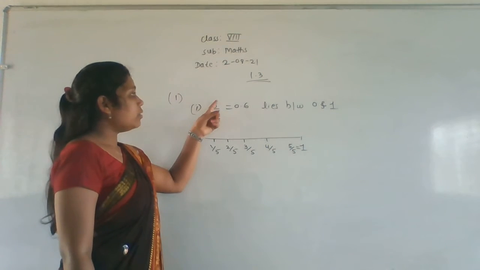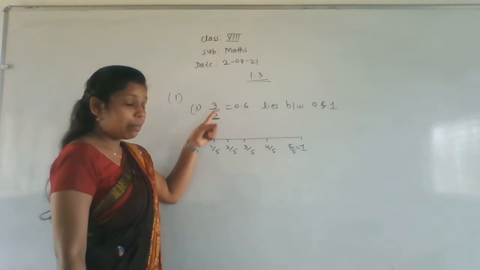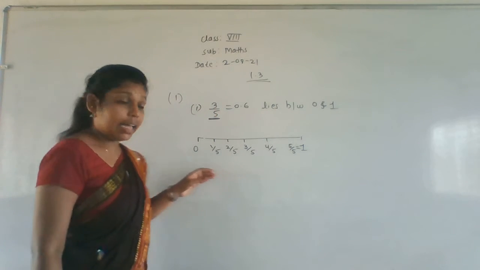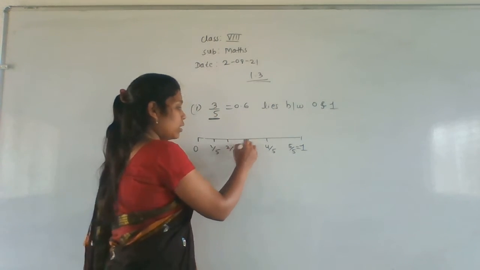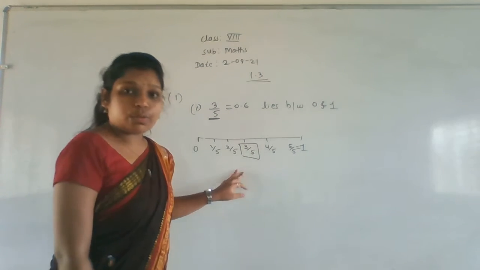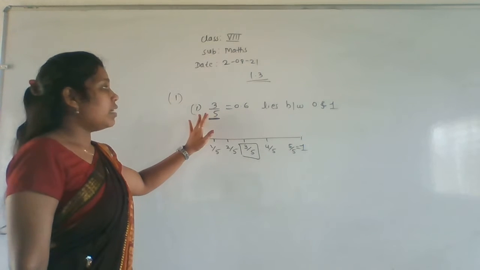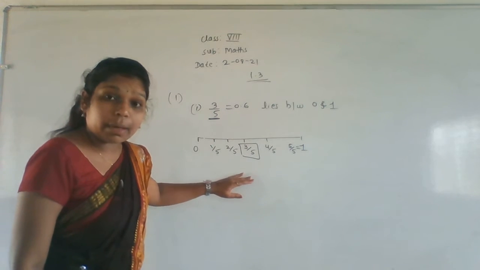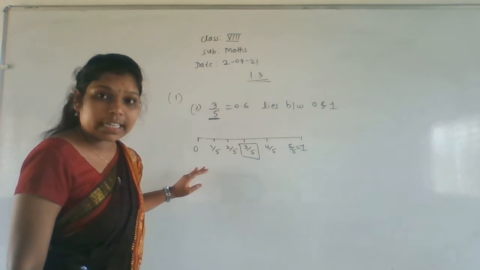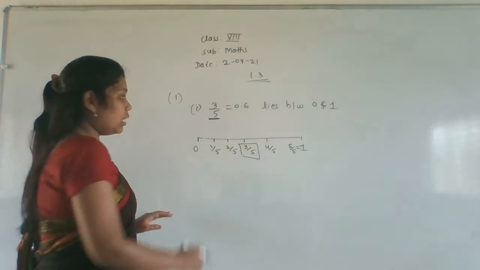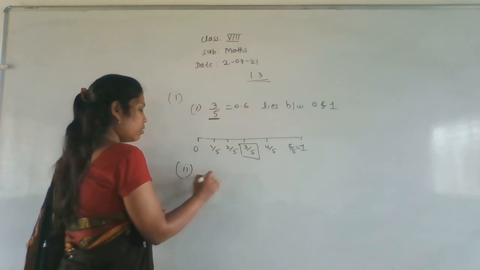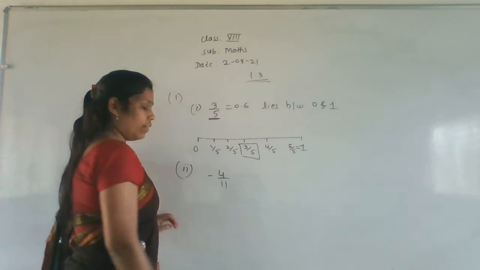So what did they tell here? 3 by 5. We have to represent 3 by 5 on the number line. So where is 3 by 5 now? This is 3 by 5. Okay. So this is the answer. Like this we have to represent the given rational numbers on the number line. Understanding everyone? Okay. We'll go for the second one, that is minus 4 by 11.